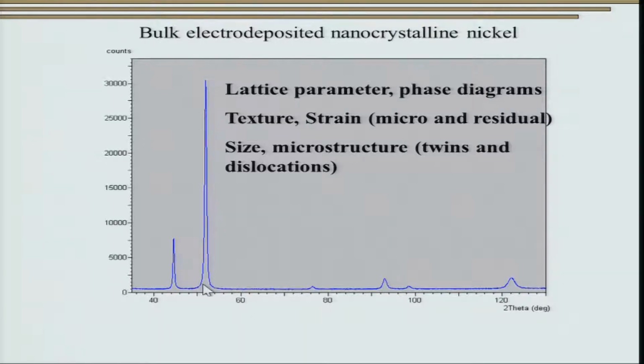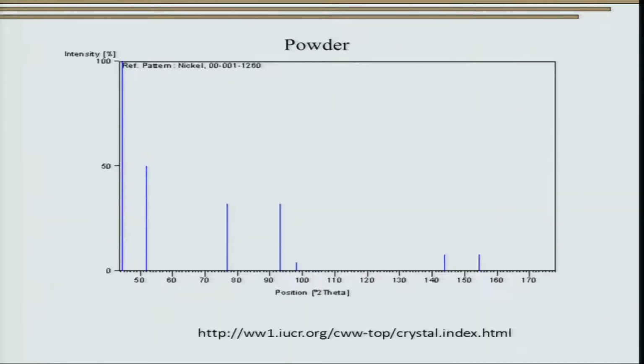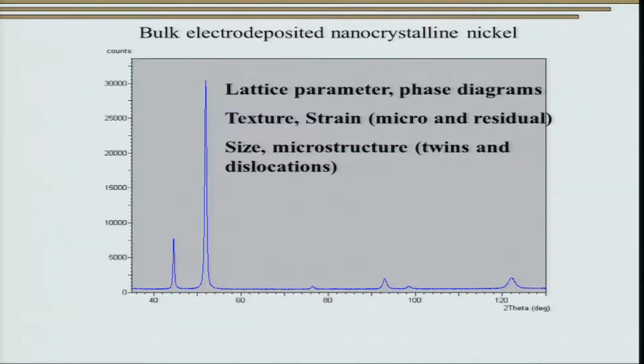Another important observation that we make is the change in intensity levels of the different peaks. In the stick pattern, we do see that the first peak, namely the 111 peak, is the strongest peak, followed by the other peaks. However, when we look at this diffractogram, we do see that the 111 peak is no longer the strongest peak. The 200 peak shows the highest intensity. This essentially indicates that the sample under consideration shows preferred crystallographic orientation, which is also known as texture.